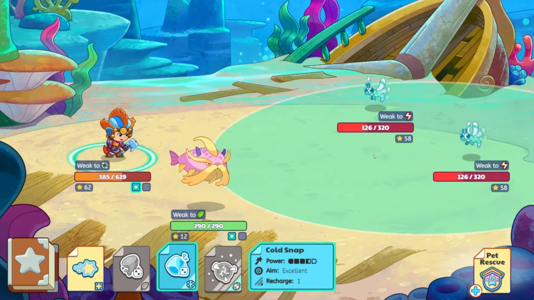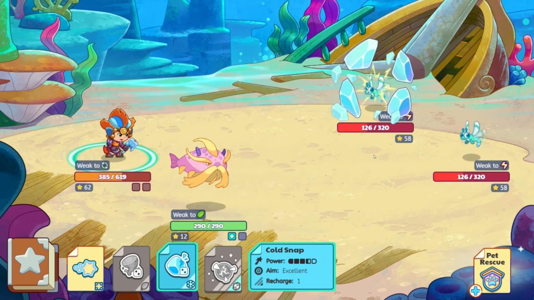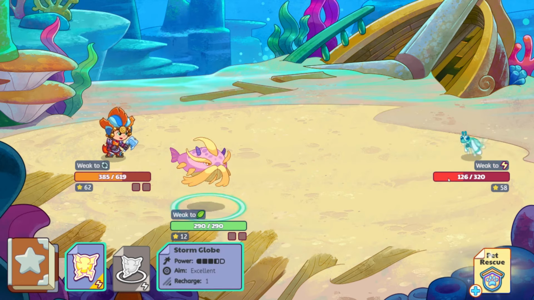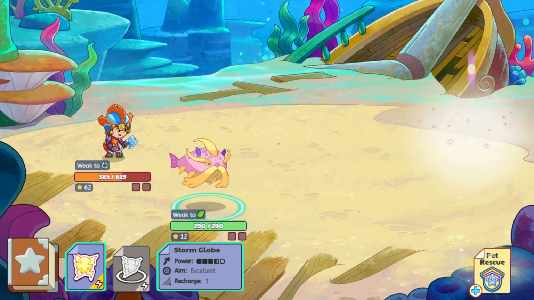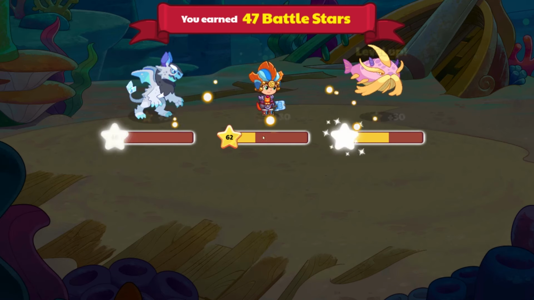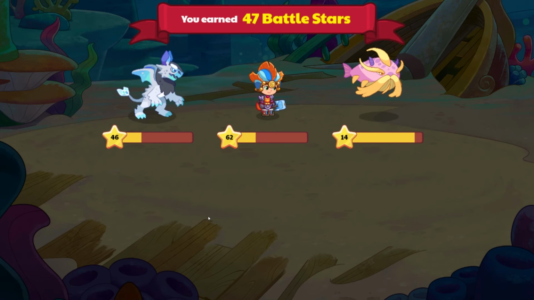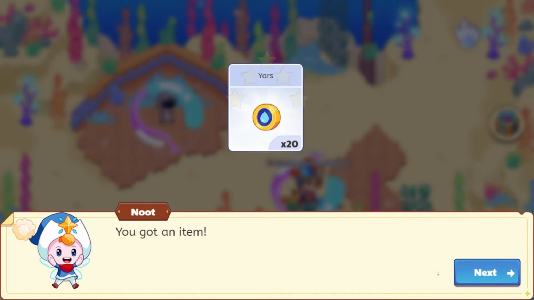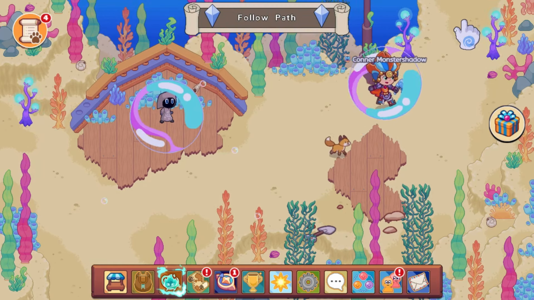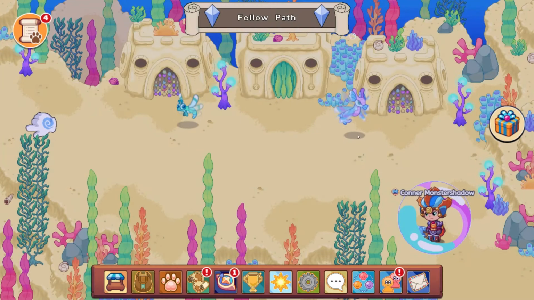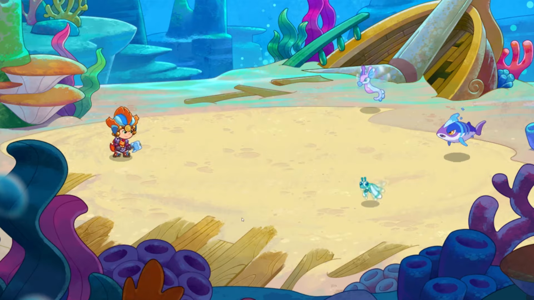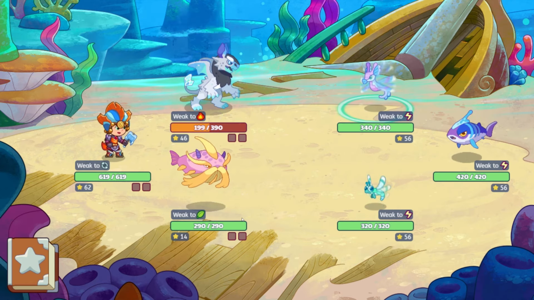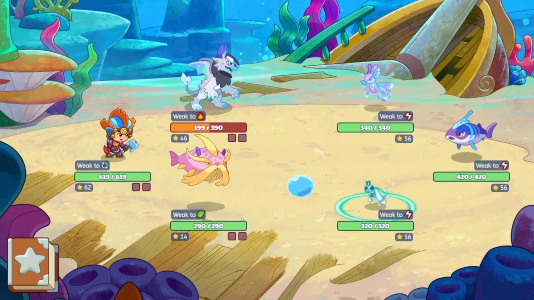So we will do our Cold Snap. That should finish off one of them. There we go. And now Storm Globe should finish off this guy. It does. Awesome. So there we go. Get all of the rewards. 30 yards. Come on up this way. Alright, got a couple more here. Oh, we actually have a treasure track completed, so we'll click on that and see what we finished. Might be the storm spells. I think we're starting to work through the storm spells now that we've got Cloud Gobbler.